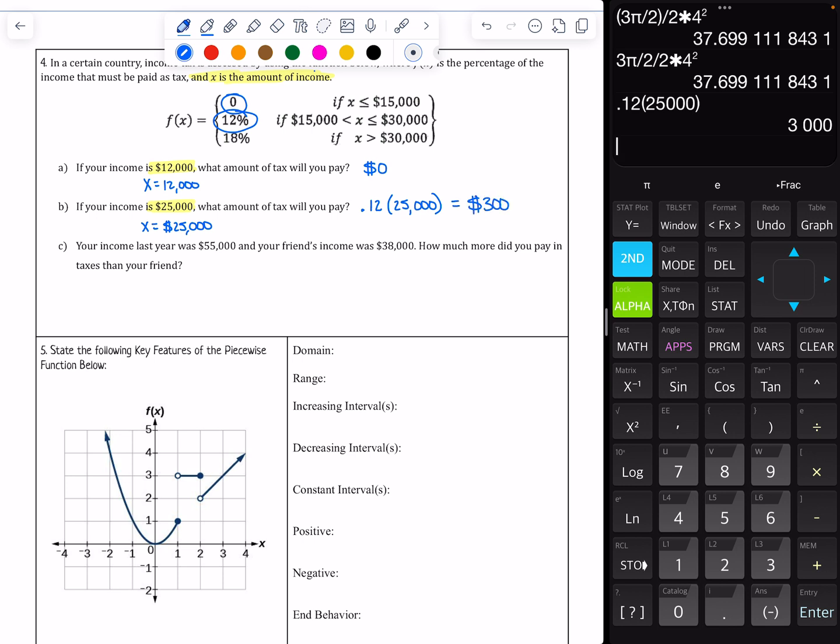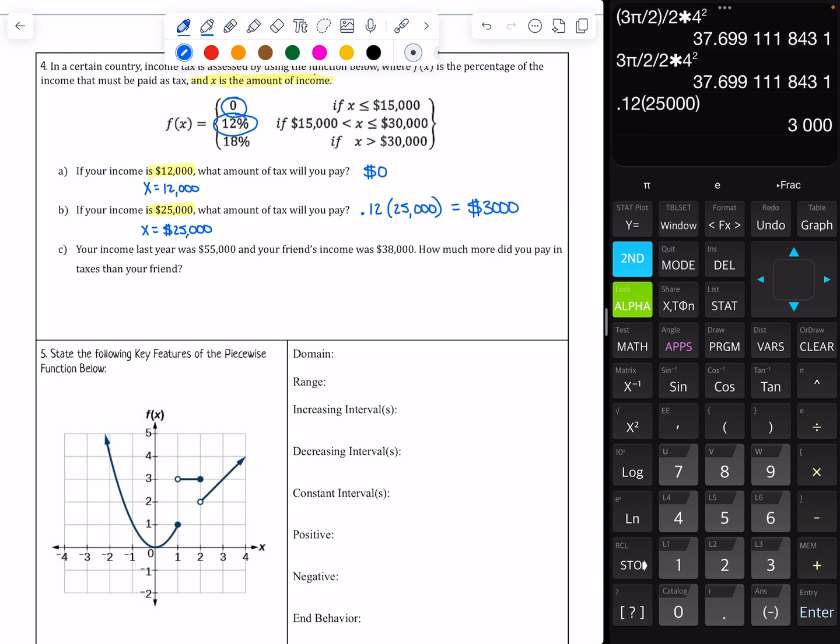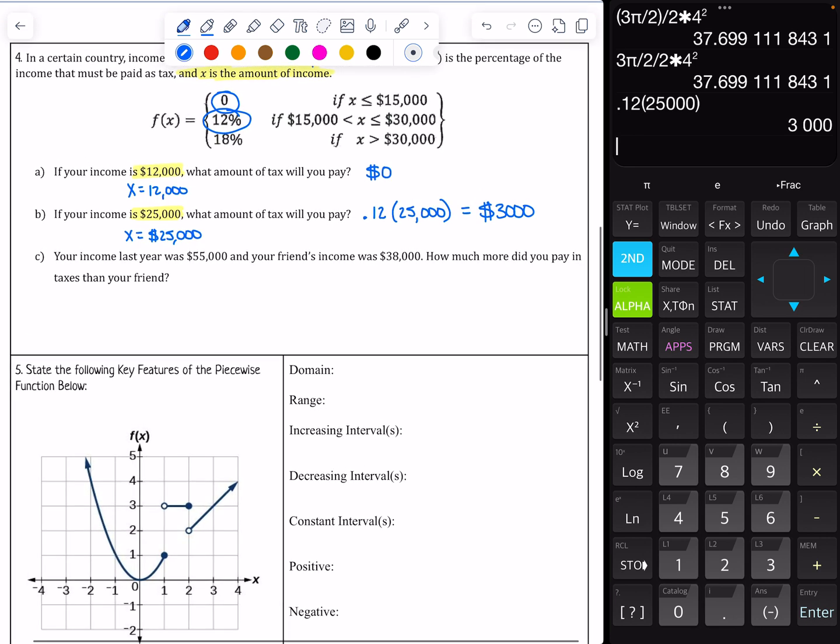So that finishes up part B. And then part C says your income last year was 55,000 and your friend's income was 38,000. How much more did you pay in taxes than your friend? So again, using the same philosophy, it's just a two-part question. First, let's find the taxes for 55,000 and the taxes for 38,000. But to find out how much more you paid, you'll just have to subtract those numbers.